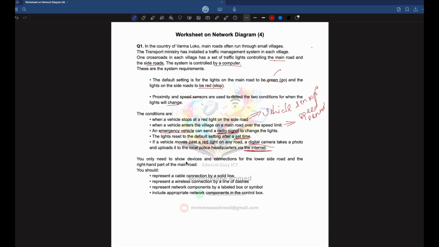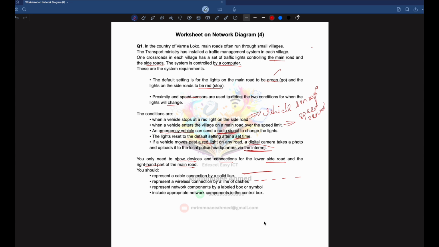You only need to show devices. That means you have to draw the devices and connections for the lower side road and the right-hand part of the main road. You should represent a cable connection by a solid line. Solid line means this. Wireless connection by a line of dashes. Okay. And then represent network component by a labeled box or symbol.